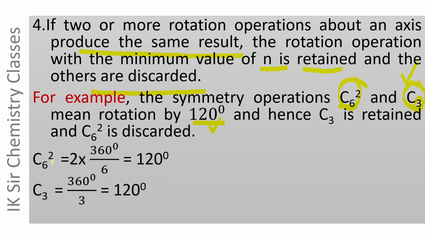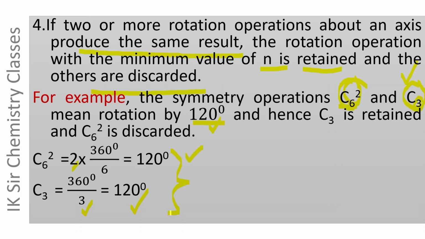C6² operation means rotation of the molecule about an axis by 360 degrees by 6 into 2, that is 120 degrees, and C3 operation means rotation of a molecule about an axis by 360 degrees by 3, that is 120 degrees. These two rotation operations involve the rotation of the molecule by 120 degrees.